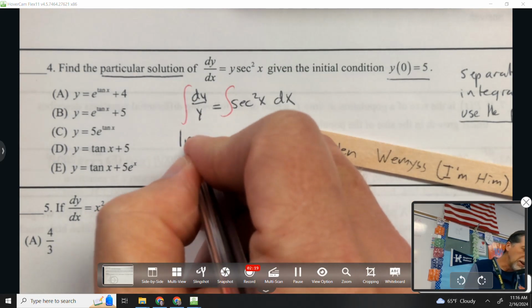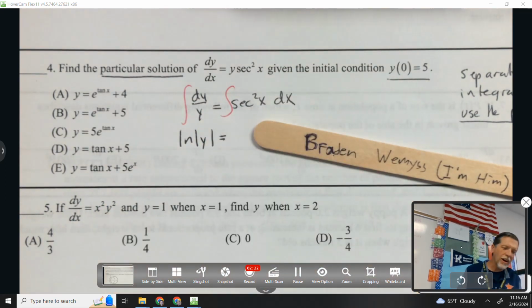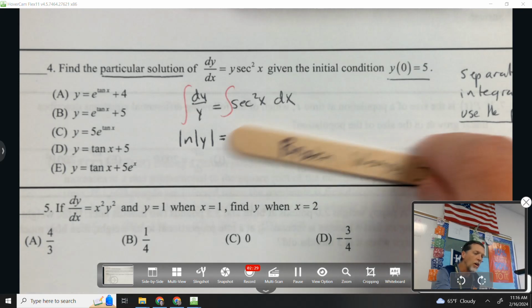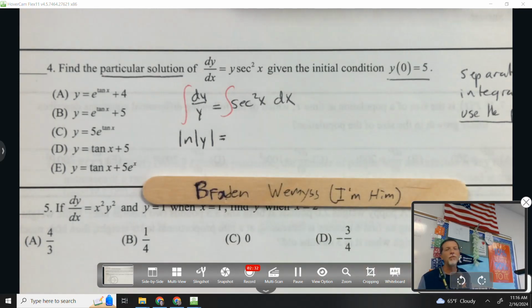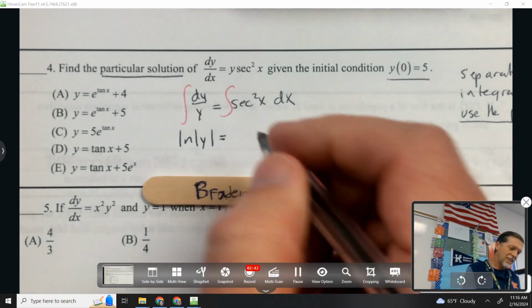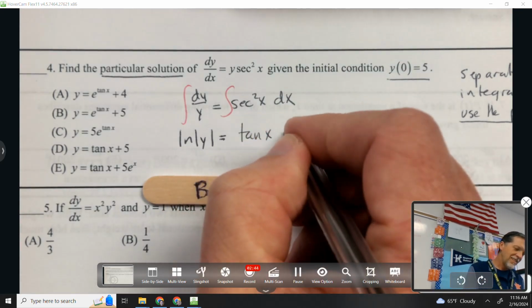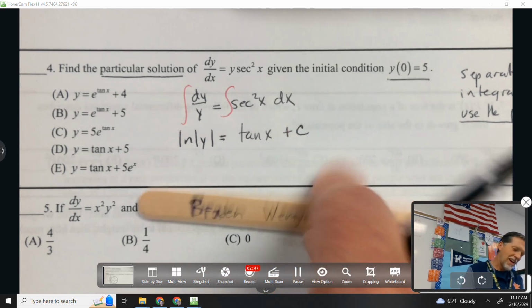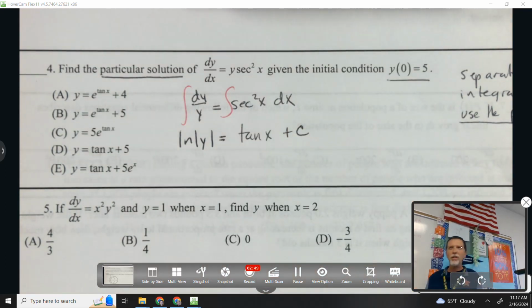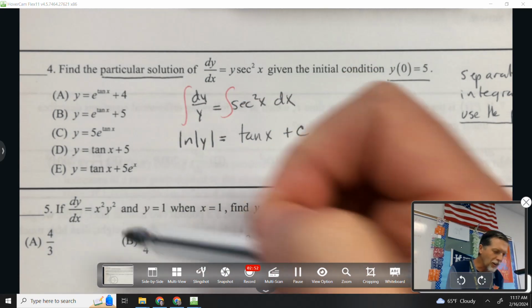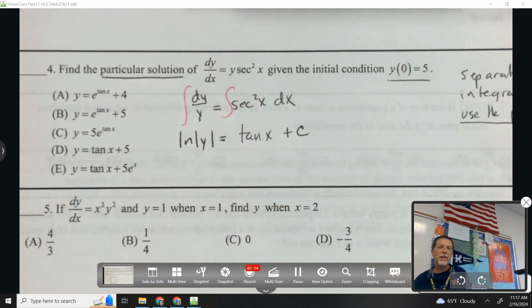We do need to be a little bit careful. Officially, it's supposed to be absolute value of y. Like 99% of the time, that doesn't matter. It ends up being positive, and we don't care. But we should be careful and put the absolute value. Braden, even if you weren't sure, you could look at your answer choices and probably figure out what's the antiderivative of secant squared. Plus c, yes. And again, even if you weren't sure exactly which trig function it was, look at your answer choices, they're all tangent, so that maybe makes sense.